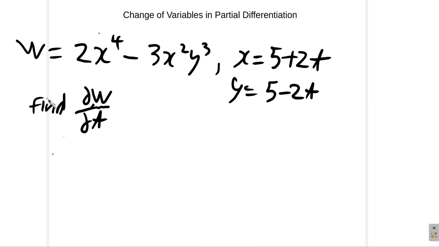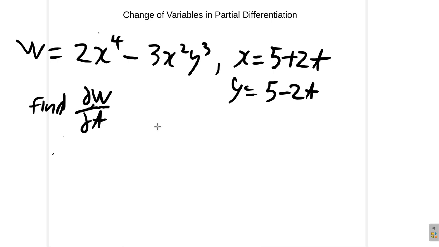Notice that if we were asked to find ∂w/∂x, we wouldn't have any problem. We have x here. Or find ∂w/∂y, wouldn't have much of a problem, but here it's more complicated because we're supposed to find ∂w/∂t. So let's see how we're going to deal with it.